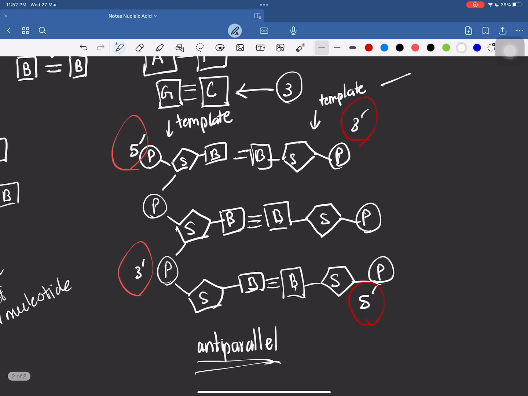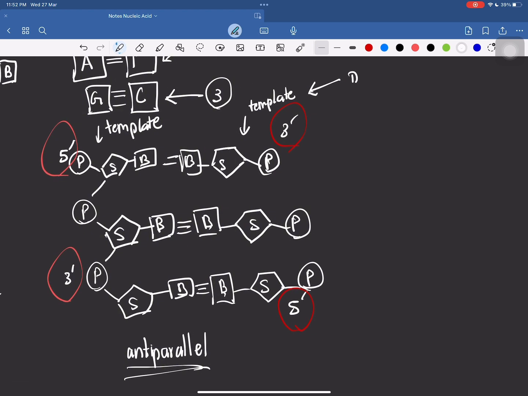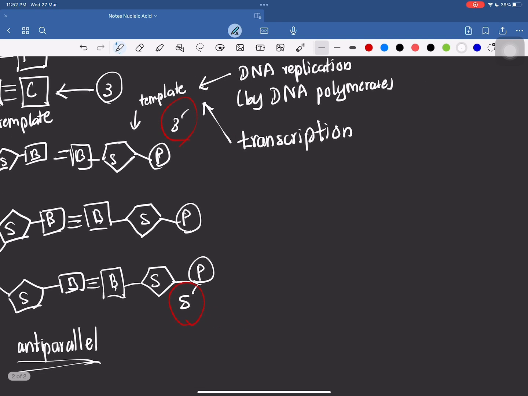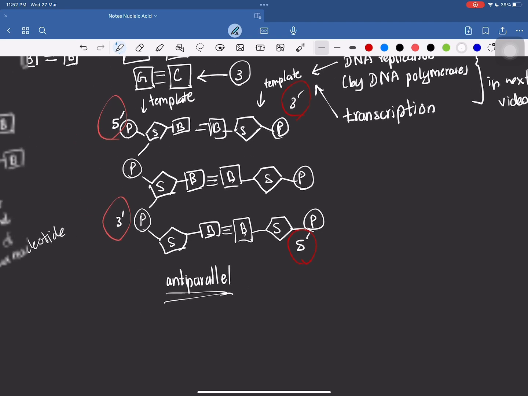This template will be used in DNA replication, which is mainly by DNA polymerase, or it can be used for transcription, which will be covered in the next video, assuming I have time. I will try to make the video whenever I get some free time.